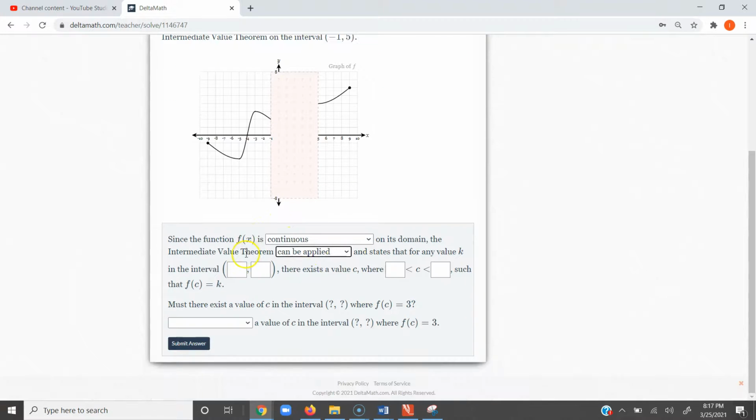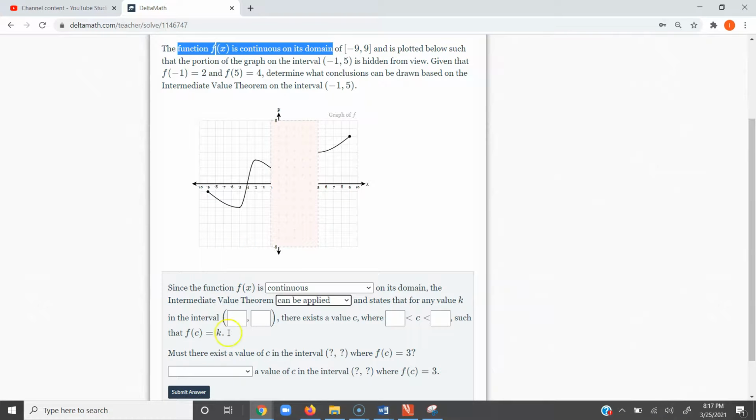Now, here's where it starts to look a little intimidating, to me at least. For any value k on the interval, there exists a value c, where c is between two numbers, such that f of c equals k. And you're like, okay, what does this mean? Well, any y value in this blank space has to be between the two y values that we see already. So if f of c equals k is a y value, we go with our two y values here, right? So k is going to be between 2 and 4.